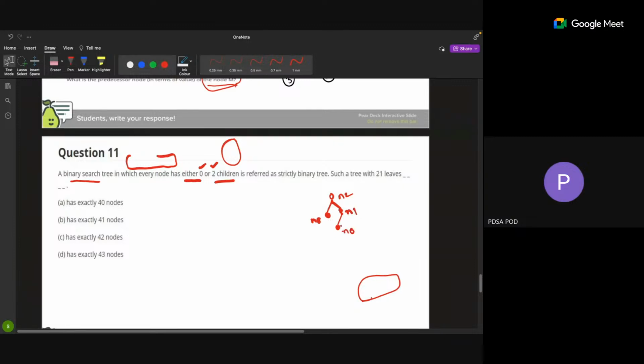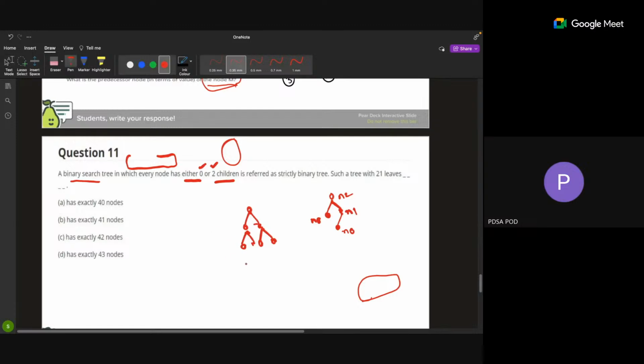Am I right or wrong? Right, sir. Yes, sir. We complete or nothing. Because we are having either 0 or 2. That means only this way you have to fill it. We don't have a chance of only leaving this hole. It must be filled. So that kind of tree is referred as strictly binary tree. So such tree is having 21 leaves. Already leaves are given. So already they are having the 21 leaves.